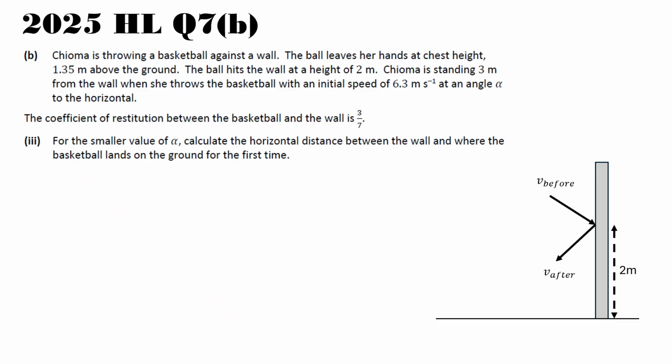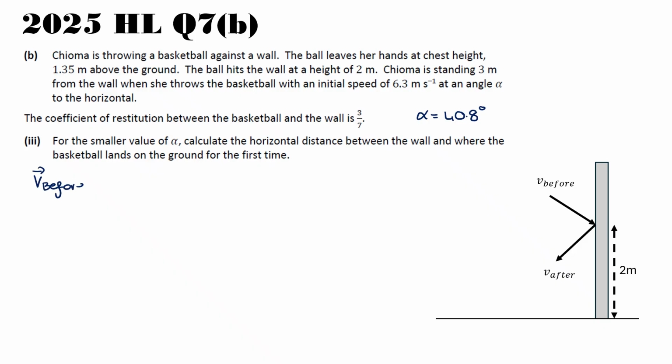So then it tells us the coefficient of restitution between the basketball and the wall is 3 over 7. Part 3 then says for the smaller value of alpha, calculate the horizontal distance between the wall and where the basketball lands on the ground for the first time. So let's think. Our alpha was 40.8 degrees. However, that doesn't really matter because we've already done the hard work of getting the velocity before.